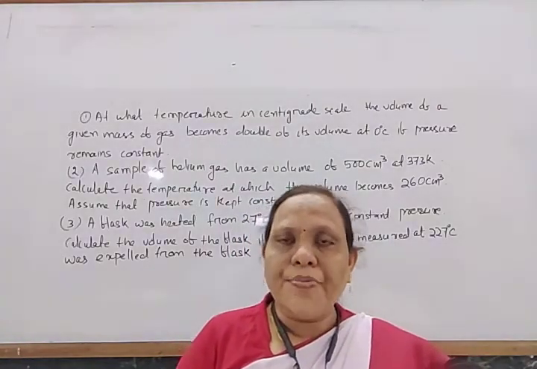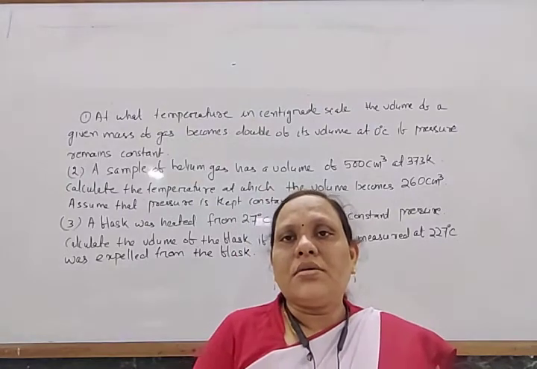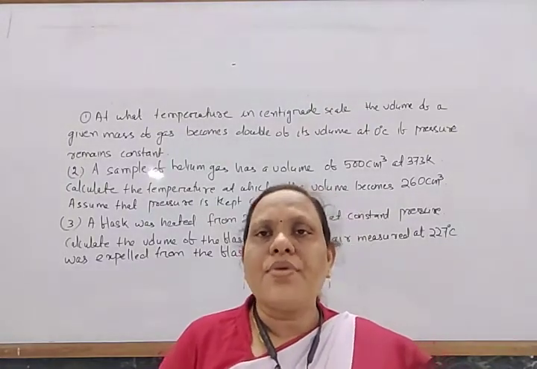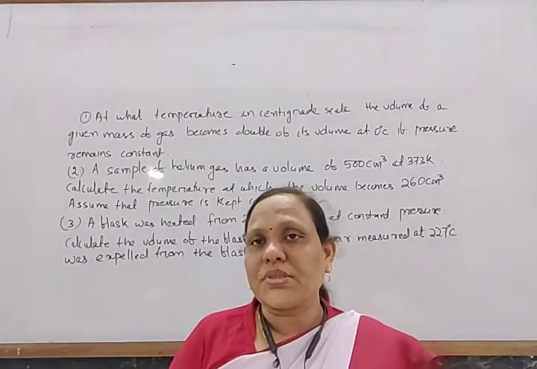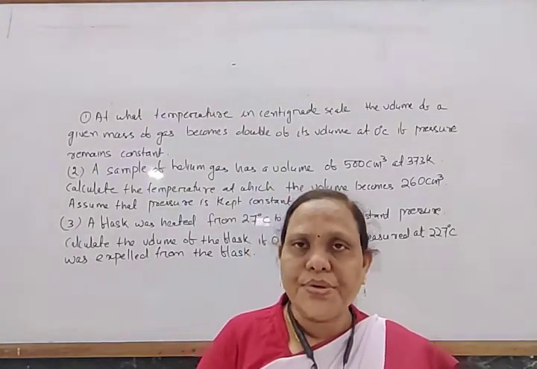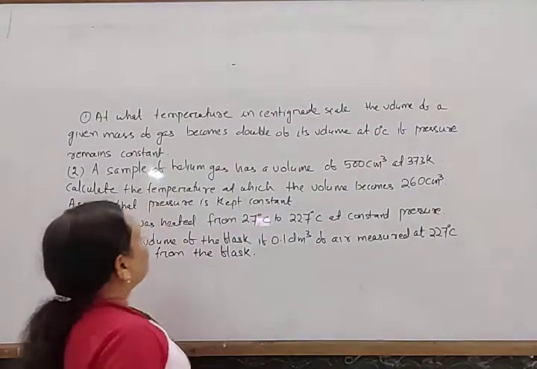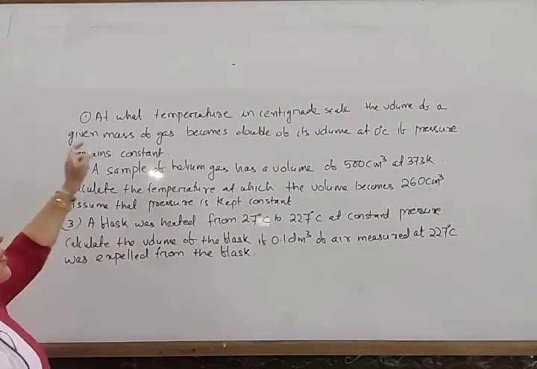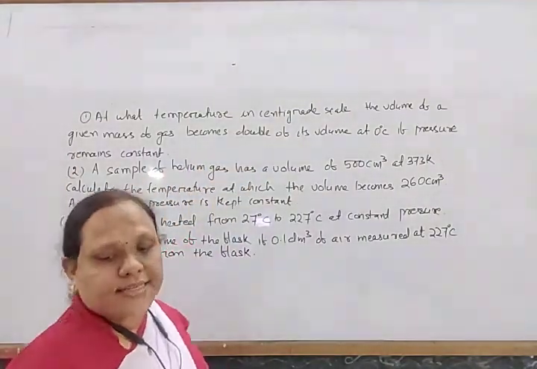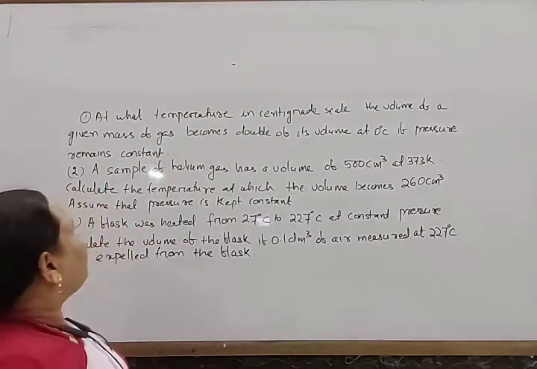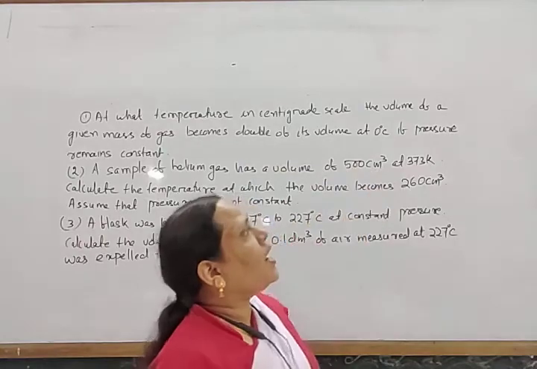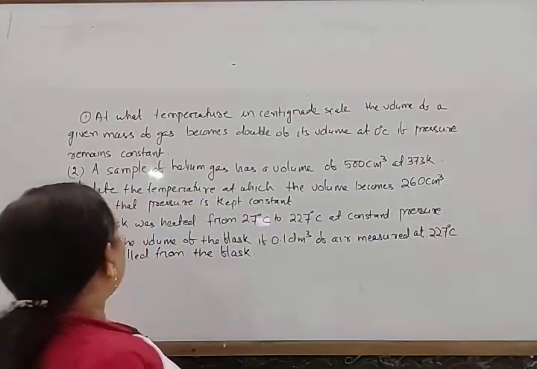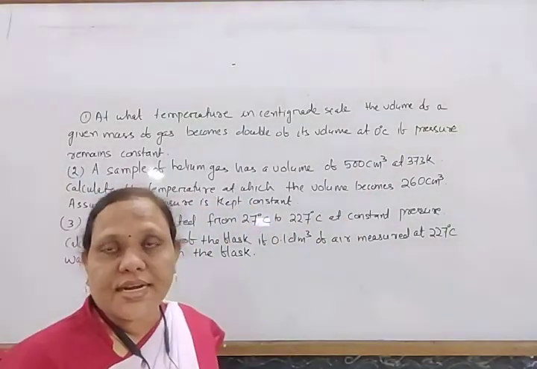So what is Charles' law? According to Charles' law, at constant pressure, the volume of a given mass of gas is directly proportional to its absolute temperature. So the questions are there. At what temperature in centigrade scale does the volume of a given mass of gas become double its volume at 0 degrees Celsius, if pressure remains constant?